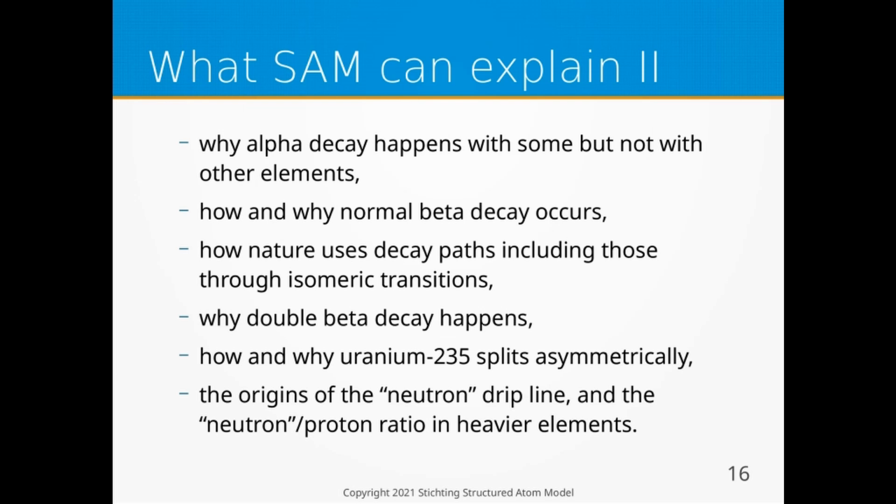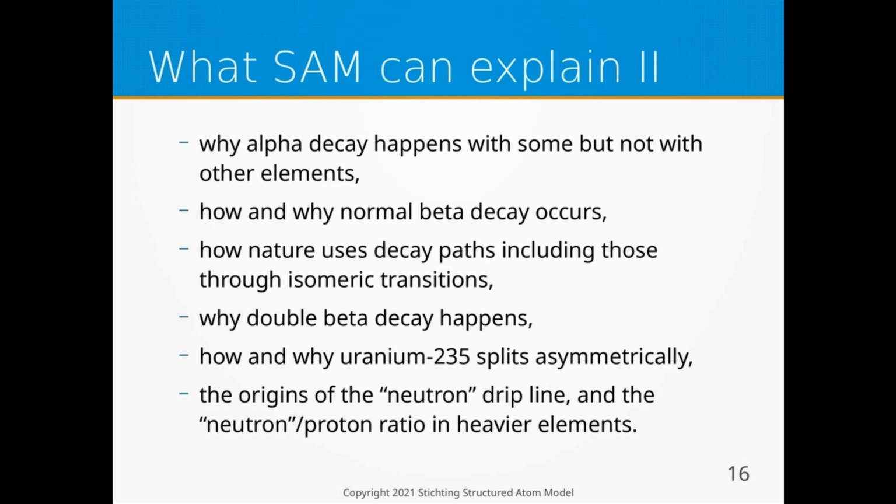steps, why double beta decay happens, what the reason is for the asymmetric breakup of the nucleus like uranium-235, what the neutron drip line structurally represents, what the reason is behind the increasing neutron-proton ratio in heavier nuclei, etc. The allotted time allows us only to look into a few of those topics in more detail.